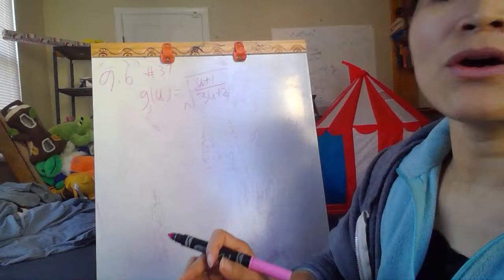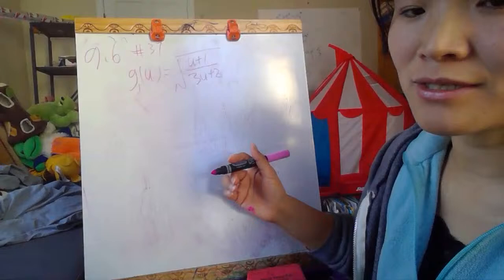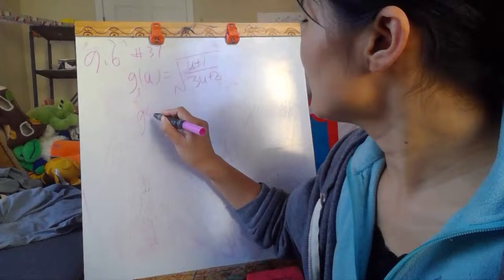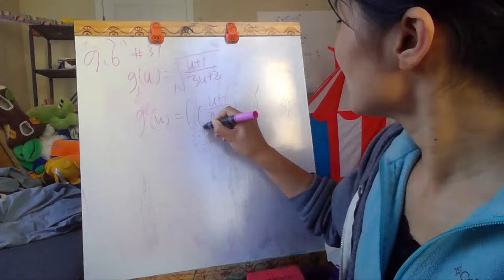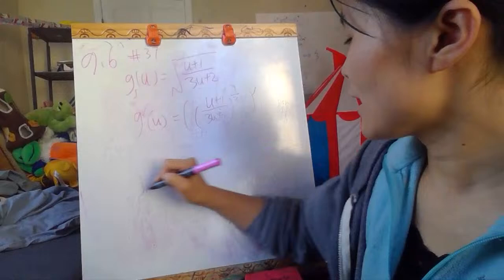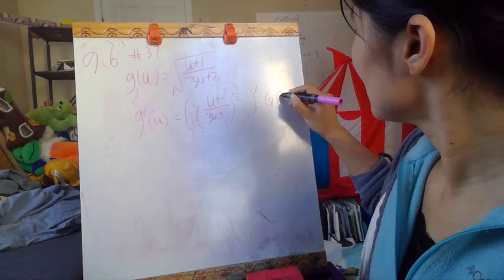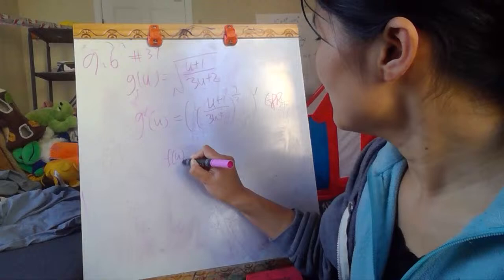So in my class, you didn't need to simplify. If you want to simplify, that will be great. So this derivative, g prime of u, equals the derivative of this. This one, I can write as u plus 1 over 3u plus 2 to the 1/2 power. I can write it this way. So now I can use the general power rule. And this f of u is u plus 1 over 3u plus 2.